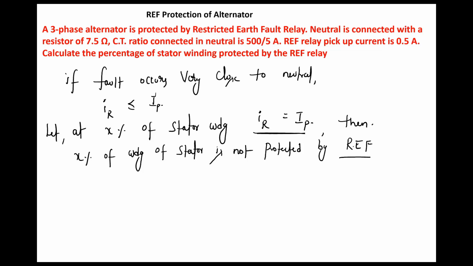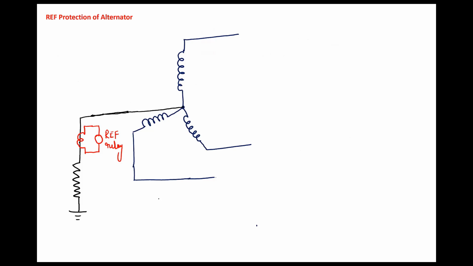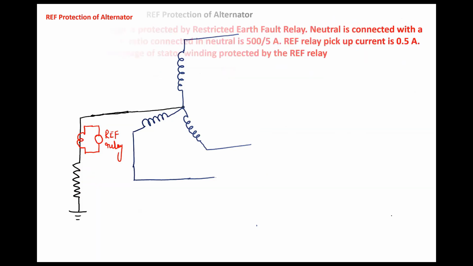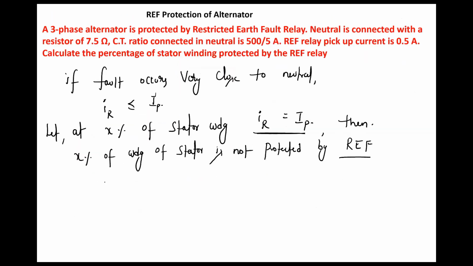So if we equate this value to this one, then what will happen? At X% we have IP is equal to IR is equal to how much? V phase into X divided by CT ratio into Rn. So if you cross multiply to get the X value, which implies X is given by how much?